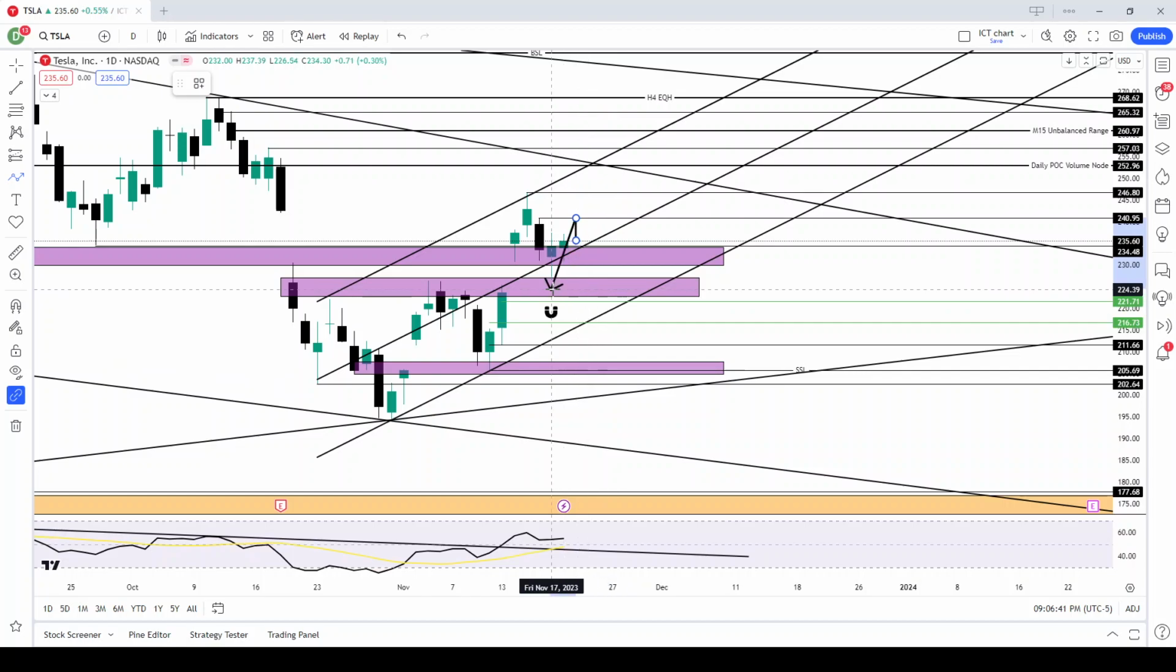We might find support inside of this consolidation range that we've been tracking for a while, or again, we might see distribution come all the way down to the support level. So that's something we'll be watching for.